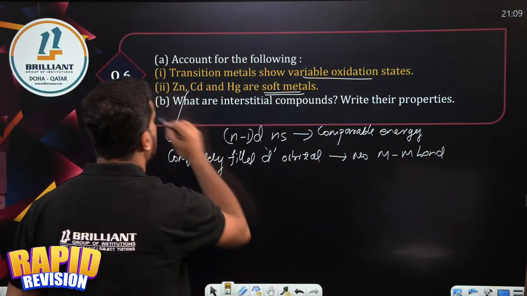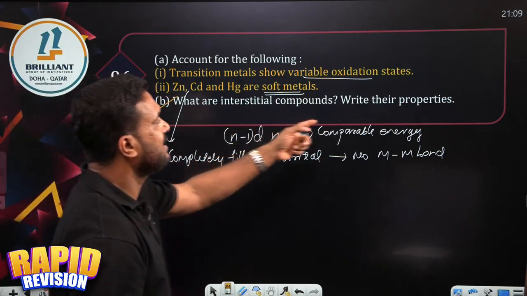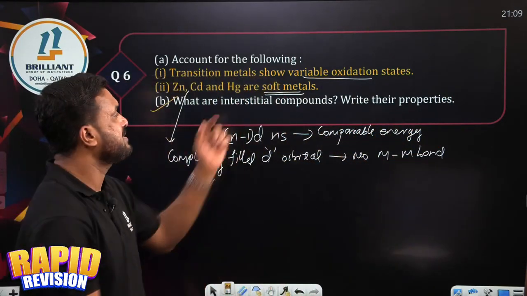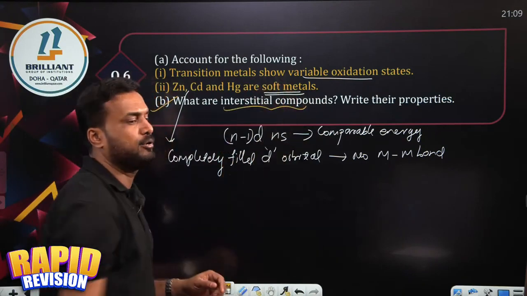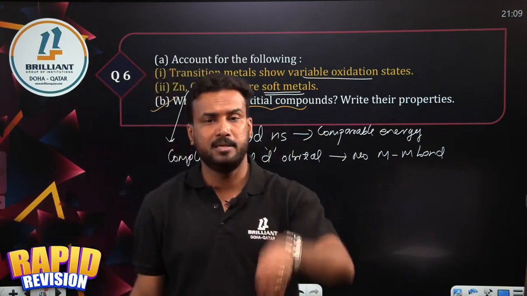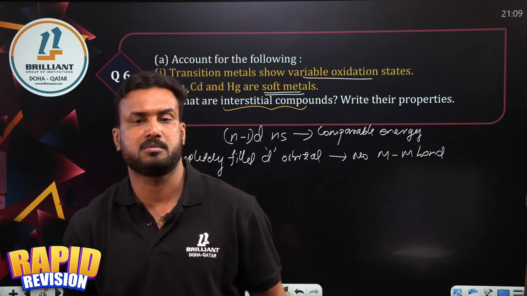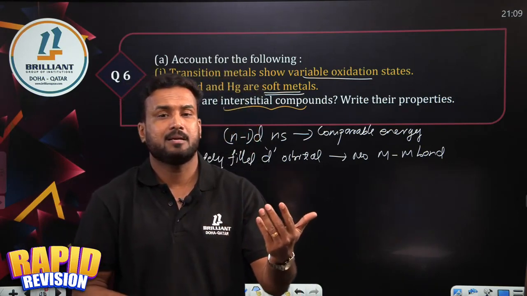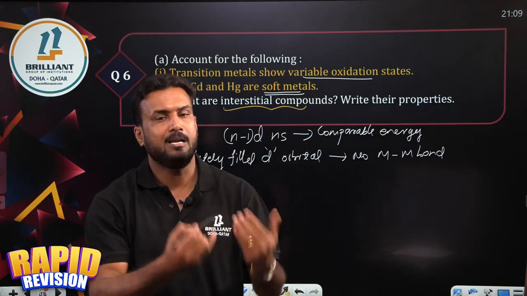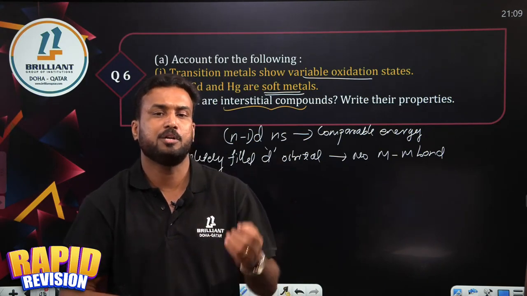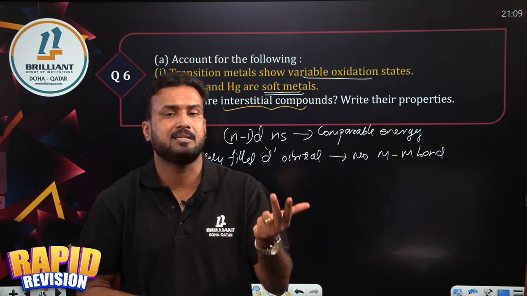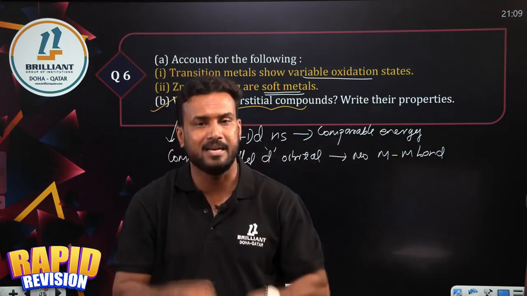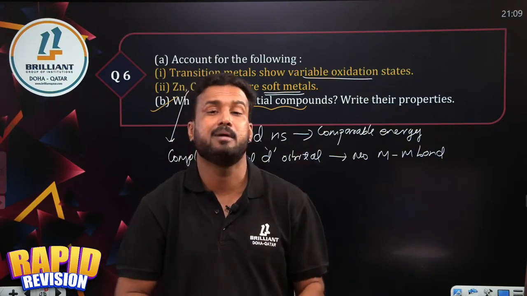Sub-question B. What are interstitial compounds? Write their properties. Another important one. What do you mean by interstitial? Transition elements have an ability to form interstitial compounds. Non-metals, or small elements based on size, like carbon, nitrogen, hydrogen, etc. can be trapped into the interstitial sites of transition elements.